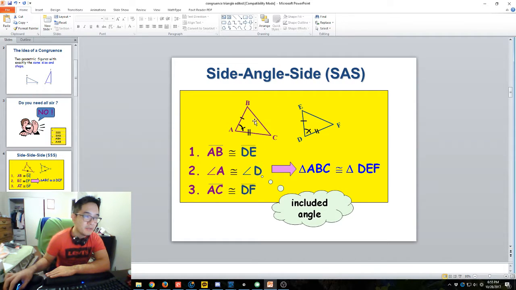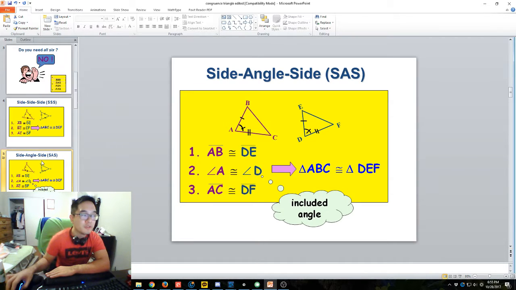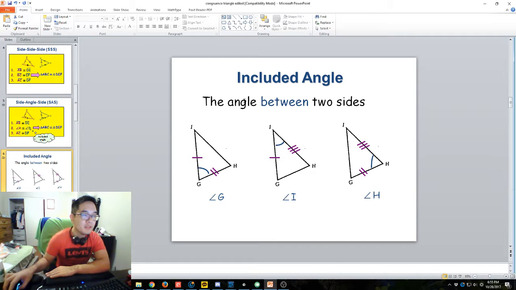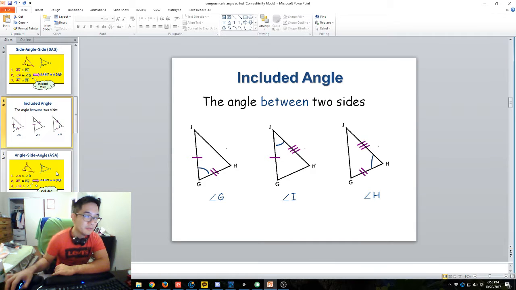And then side angle side. You have a side, angle, and a side. Order matters. The angle is included, and the angle is always between the two sides that are being shown congruent. As shown here, the angle is between two sides. Like shown here on the left; in the middle one, the angle is on the top; on the third one, the angle is on the right.